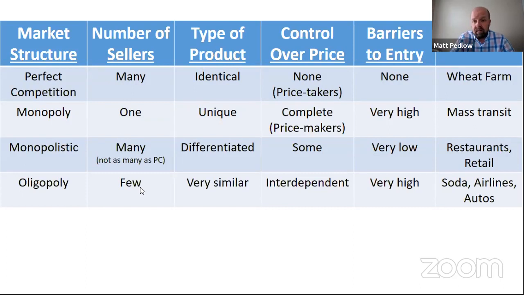So type of product, very similar. We're going to talk about some of these. Control over price, this is the other keyword here. So not only few, but they get two keywords: interdependent. So we're not only dependent on ourselves, we depend on others to make our pricing decisions. Barriers to entry are very high, some would say.